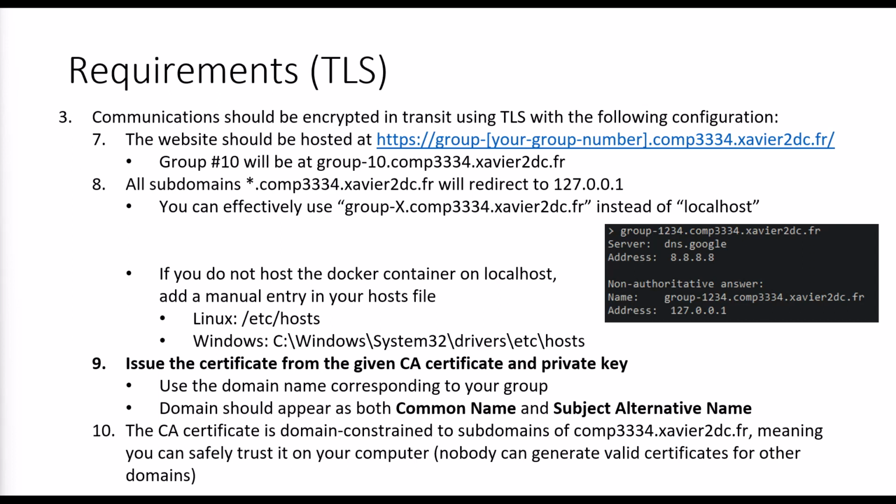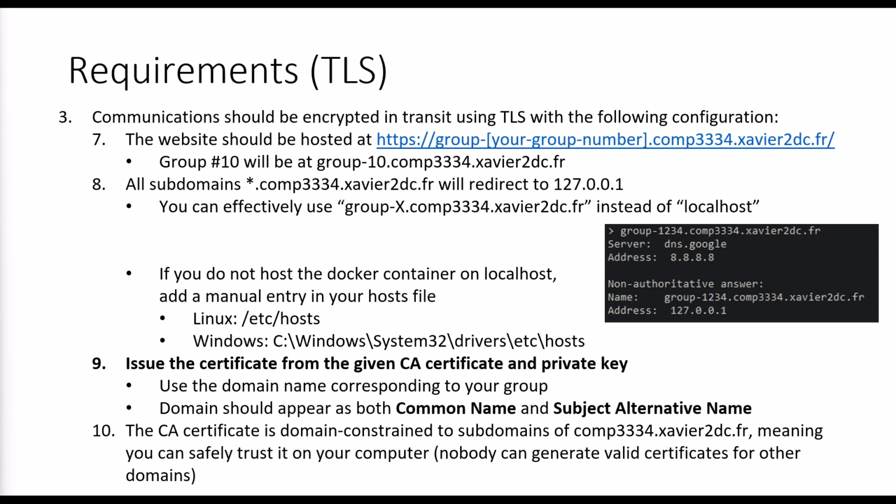If you do not host your Docker container on your local host, if you have, for example, a virtual machine to make Docker work, or you're hosting that somewhere else, you will need to adjust your host file to point to the IP address where the domain is hosted. Okay, so I'll let you look into the documentation for your operating system. Those are the paths for the host files on Linux and Windows.